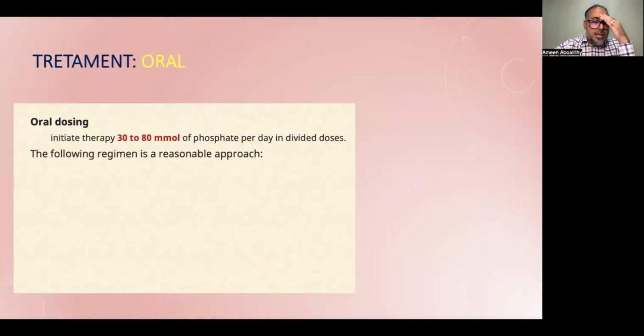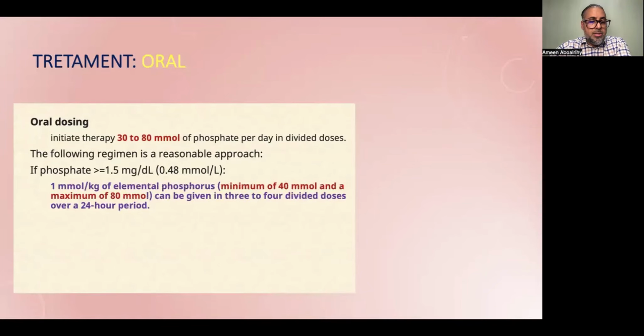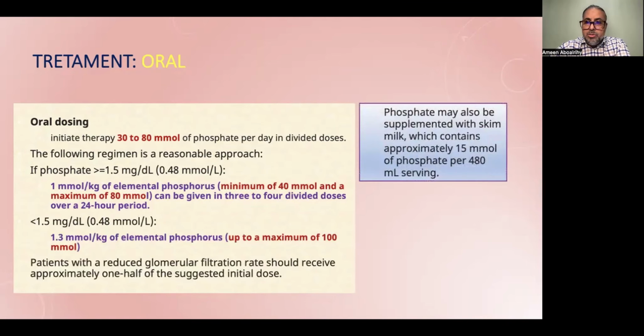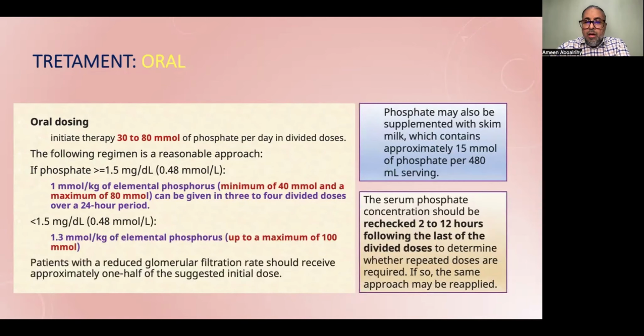The oral dose is 30 to 80 millimole. You could use this regimen if phosphate is above 0.48. You give 1 millimole per kg of elemental phosphorus, like 40 to 80 millimole. If it is less than this, you can go up to 100 millimole. This is when we talk about the oral, and you check 2 to 12 hours following the last dose.